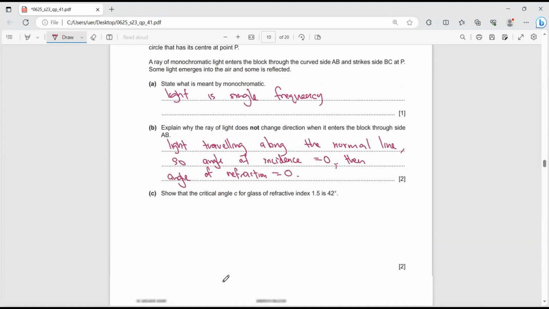Okay, so show the critical angle. This one is very easy. Remember the formula: 1.5 equals 1 over sine c. You solve this, your c is 42 degrees. Proof done. So easy.